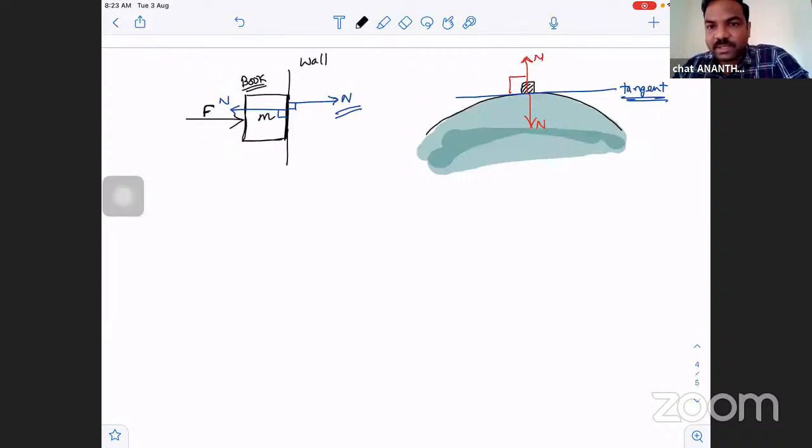So how does the normal reaction act? Normal reaction acts perpendicular to the contact surface. If it is a flat surface, the perpendicular to the contact surface is very easy to draw. Suppose there is a block on a curved surface, then how do we draw the normal reaction direction?